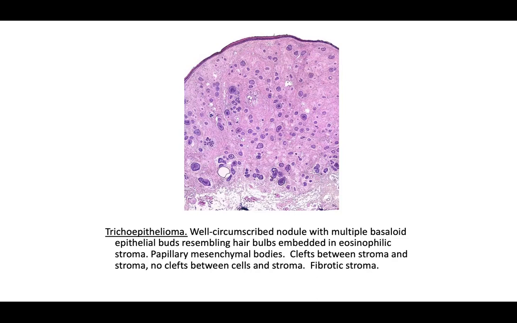So it's a well-circumscribed nodule with multiple basaloid epithelial islands. And these resemble the hair bulbs embedded in an eosinophilic stroma. Papillary mesenchymal bodies are often seen in this entity. Clefts between the stroma and the tumor are more common, as opposed to clefts between the cells and the stroma. The fibrotic stroma can make you think about a micronodular basal cell from this power. You can watch my unknowns where I cover several different adnexals, and you can look at the digital slide and compare and contrast.